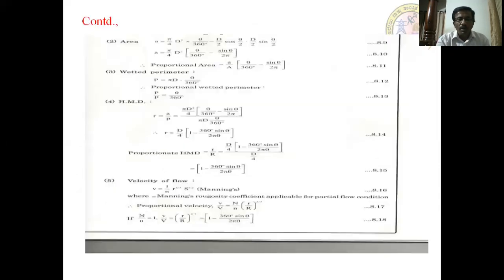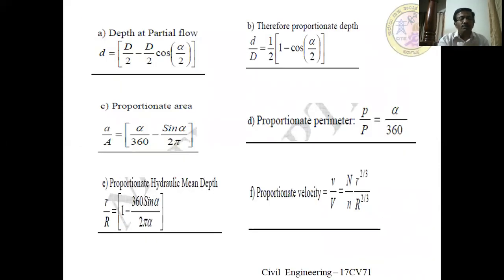Means if you go for d by D, d by D equals 1 by 2 into (1 minus cos alpha by 2). If you know the value of alpha, it is possible to find d by D. For example, if you assume the angle alpha subtended by the surface of the water is 180 degrees, otherwise half full.